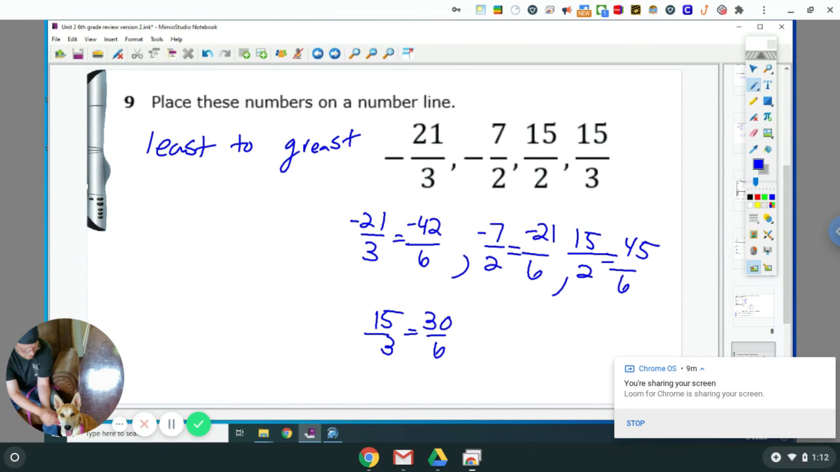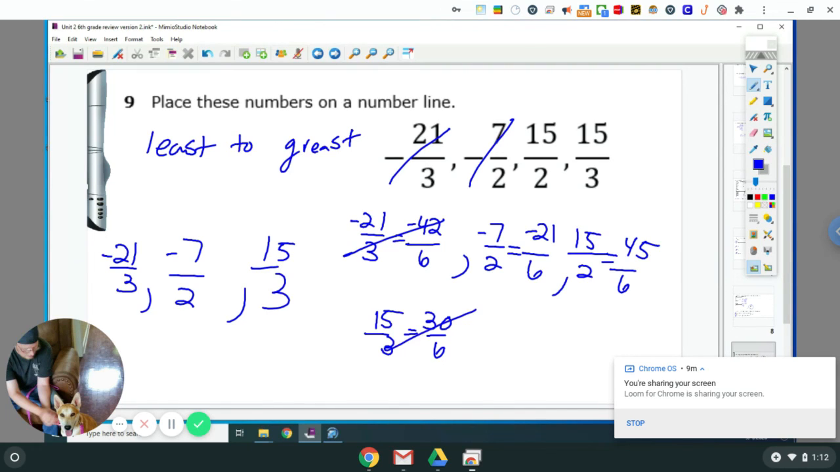So my least number will be the negative 42 over 6, but that's not how they gave us the information. So it would be negative 21 over 3. So this one goes away. And then it'll be my next negative, which will be negative, I was about to write negative 21 over 6, which will be negative 7 over 2. And the next one will be 15 over 3. And then finally 15 over 2.